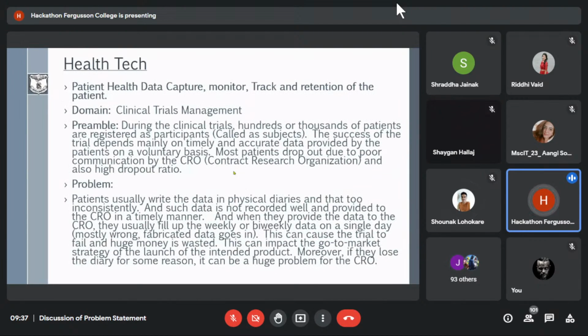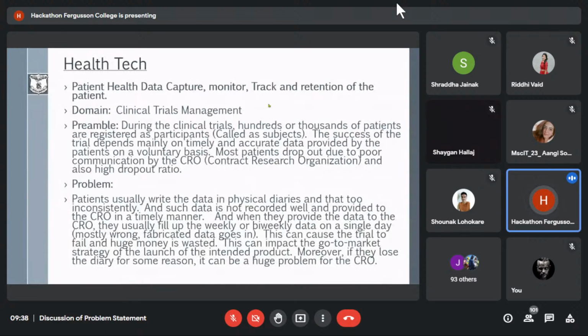Okay. Yes, sir. So the first problem is from the health domain, right? Have you ever observed, generally this problem is dedicated to patient health data capture, monitoring, tracking and retention, right? Many times a patient visits a doctor, the doctor tries to record the data, but then the patient may drop out because of poor communication, right? Why is there poor communication? Because the contract research organization is not so keen on patient tracking.